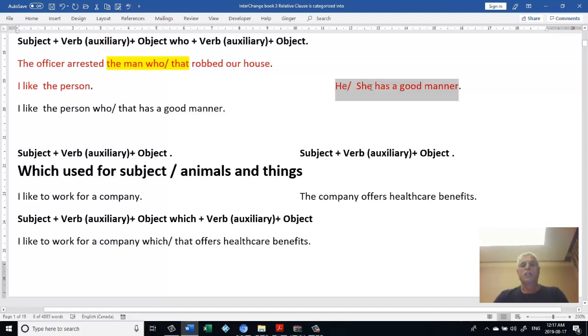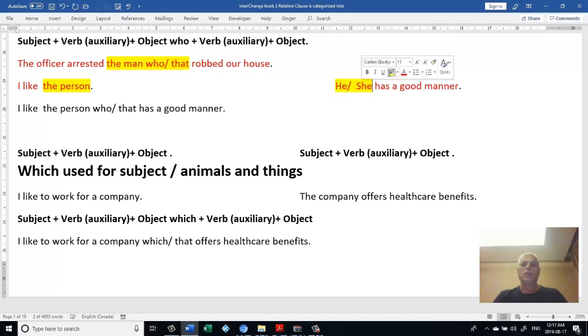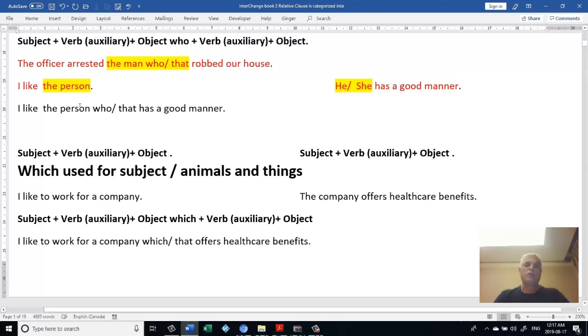We look here to the second sentence. We have he or she, then has a good manner. The common between the two sentences is the person here. Then for the second one could be one of these, could be she or he. Sometimes we have it here. Then we have to join those two sentences to make one sentence, as we did here.